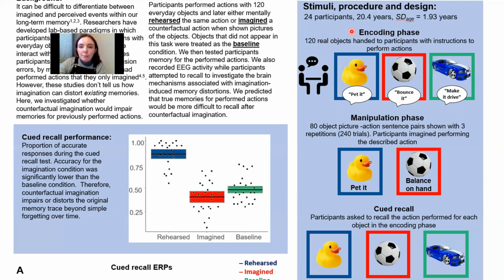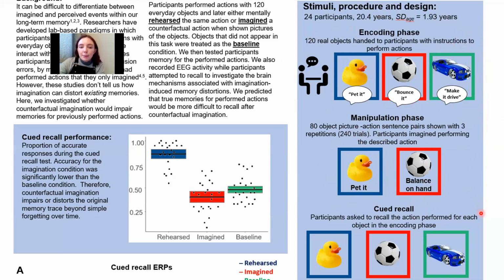In the first session, participants enacted 120 different actions using everyday objects. 1 week later, we gave them an imagination task, in which we showed them photos of 80 of the original objects from the first session. For 40 of these objects, we showed them the same action they had enacted, so we called this the rehearse condition, as they just had to mentally rehearse the action they had enacted, whereas for a different 40 objects, they were now shown a counterfactual action, and so this is the imagination condition. The final 40 objects were not included in this task, and so were treated as a baseline condition.